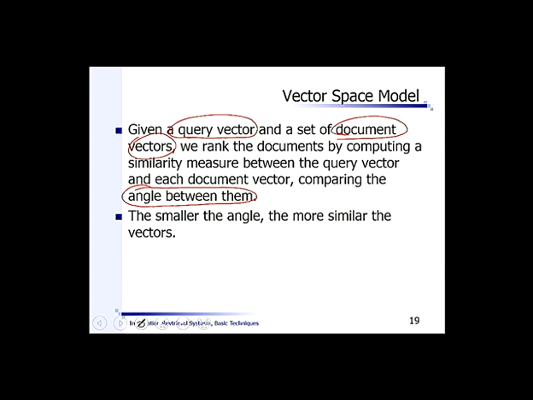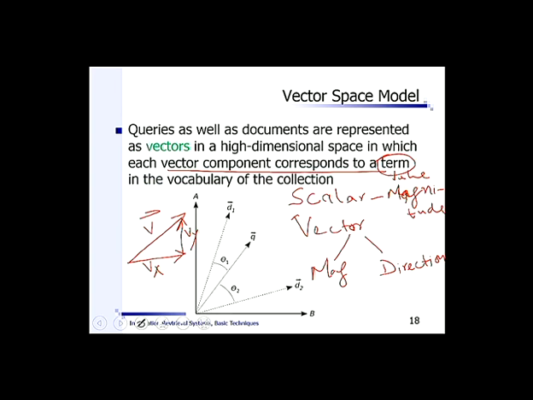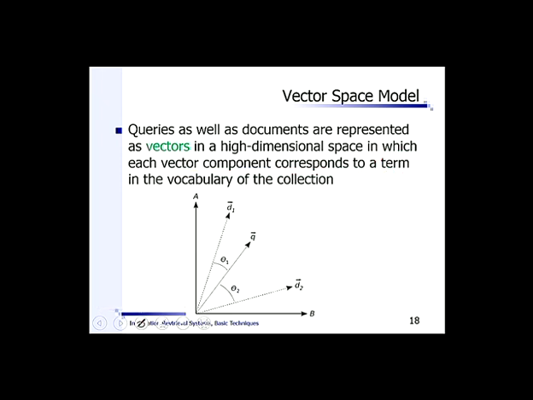So we compute the angle between two vectors, and the smaller the angle, the more similar they are. Like here we have many vectors, many documents. This is the document D1 vector, this is the document D2 vector. Now this query has vector Q.